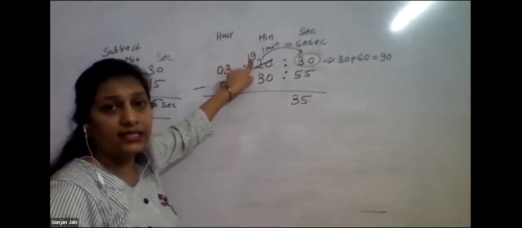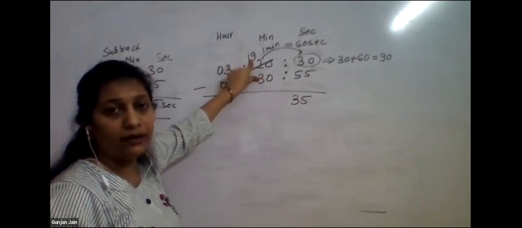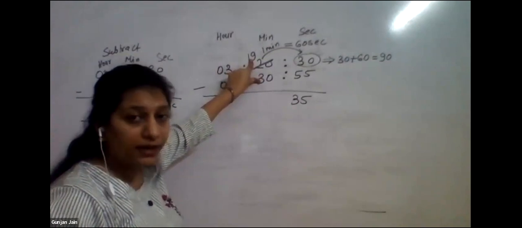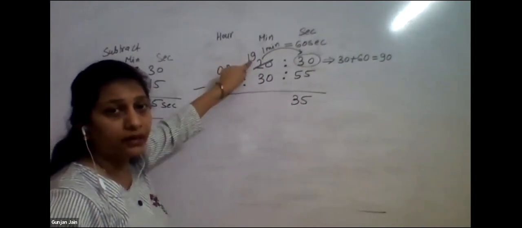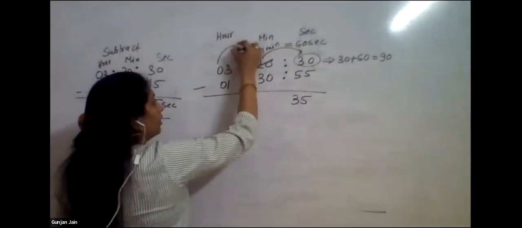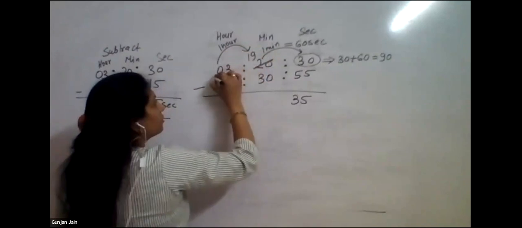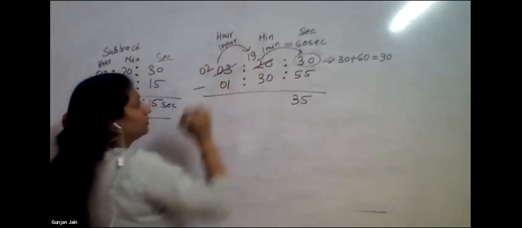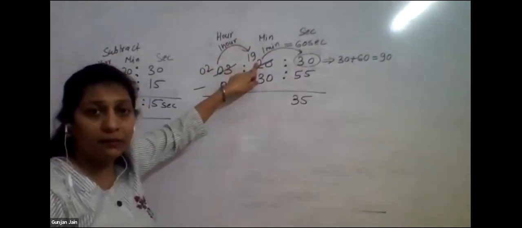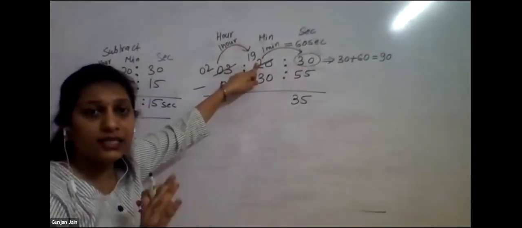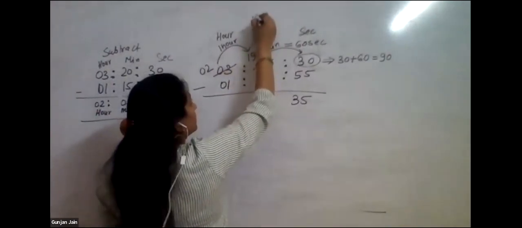Now, again, 19 is saying that I am less than the bottom value. So I should be bigger. So how will it become bigger? When it asks for 1 hour from it. So it has borrowed 1 hour from it. So when 1 hour goes this side, 3 will become 2. Right? And 1 hour means how many minutes it has borrowed? 60 minutes. So this has become 19 plus 60.